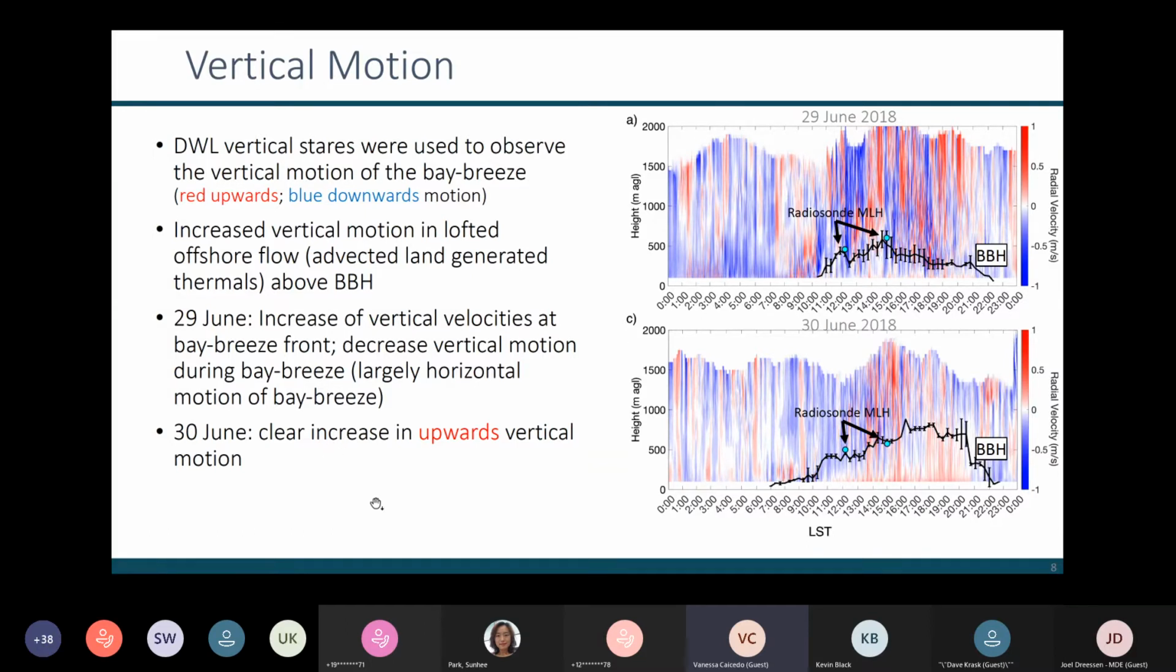But for June 30th, we kind of see the opposite. We do not see any sort of increase in vertical intensities at the beginning of the Bay Breeze. But most importantly, we're seeing an increase in upwards motion after around 14 local standard time and continuing on. And if we relate that to that Bay Breeze height, we can see how an increase in upwards vertical motion could result in this kind of higher Bay Breeze height than that of the previous day.